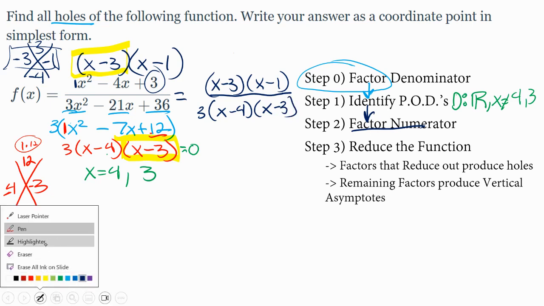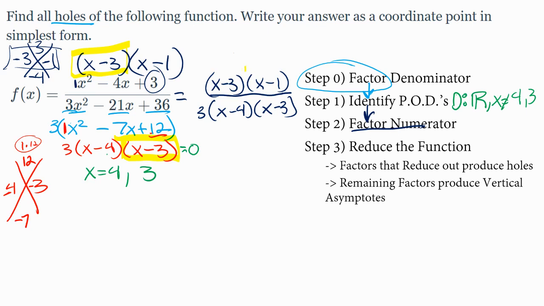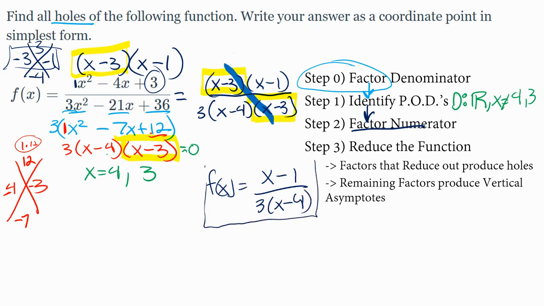It's actually good practice where you can see that anything divided by itself, even if it's just a little bit slanted, anything divided by itself is 1. So these x minus 3's divide out. This function reduces to be x minus 1 over 3 times x minus 4. This is the reduced version of the function, and it would be what the graph represents, except that I have a point of discontinuity still at x equals 3.